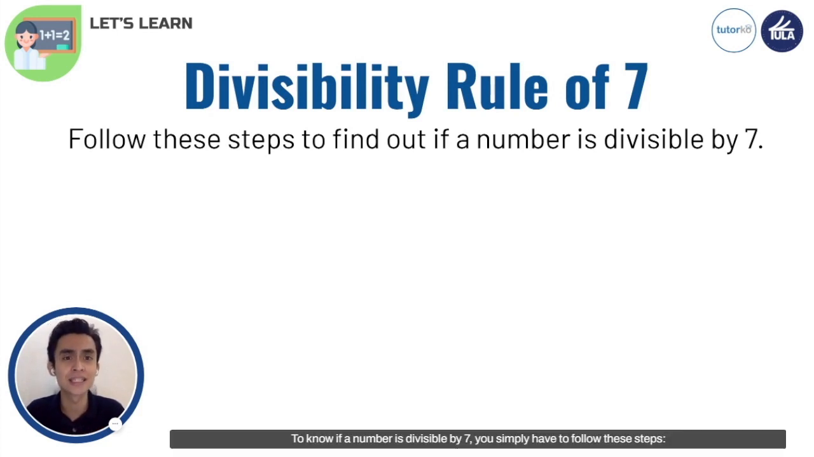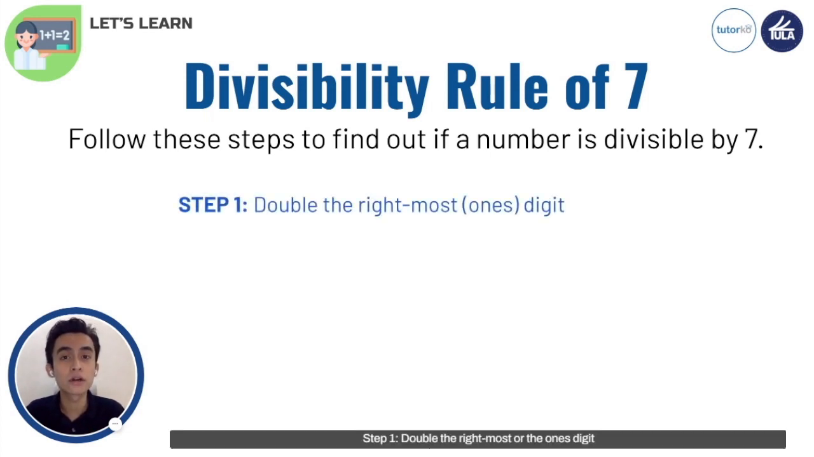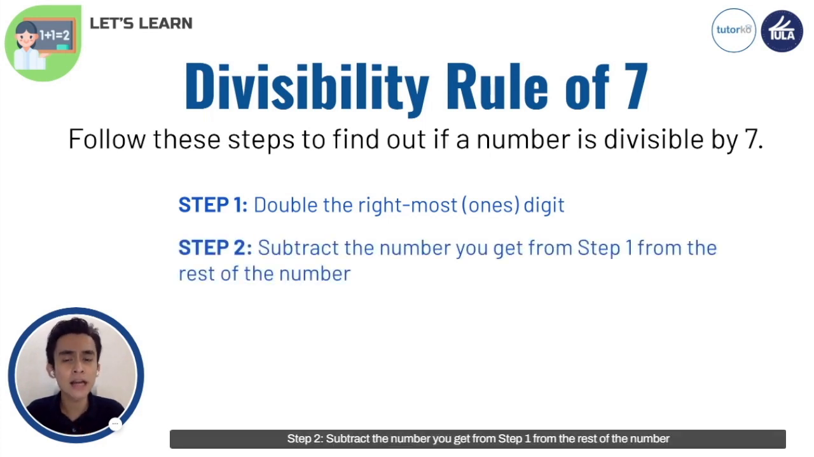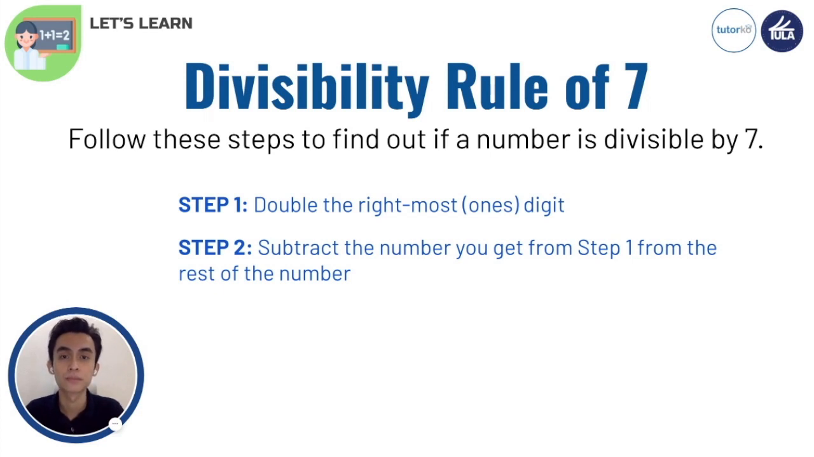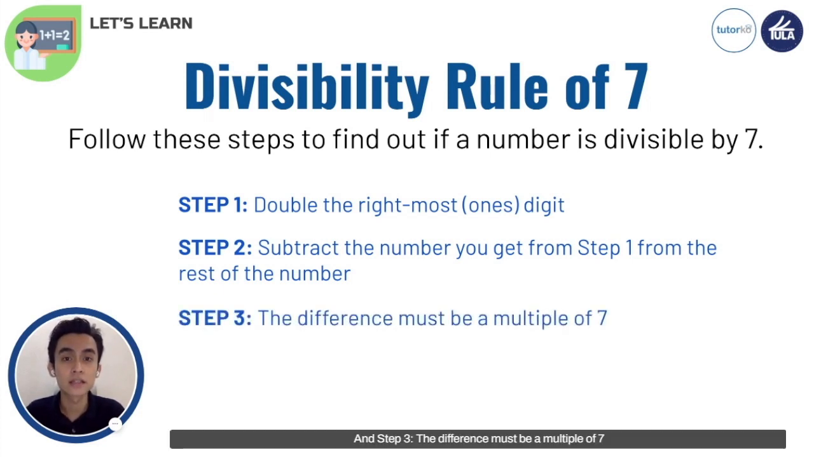To know if a number is divisible by 7, you simply have to follow these steps. Step 1, double the rightmost or the ones digit. Step 2, subtract the number you get from step 1 from the rest of the number. And step 3, the difference must be a multiple of 7.